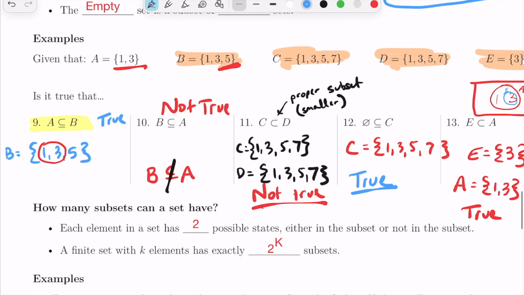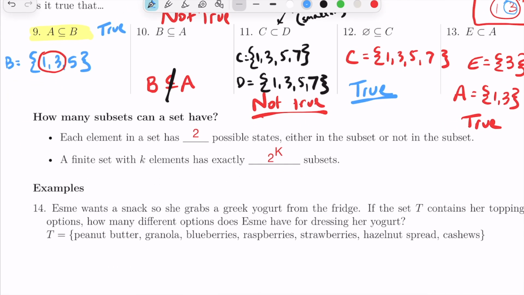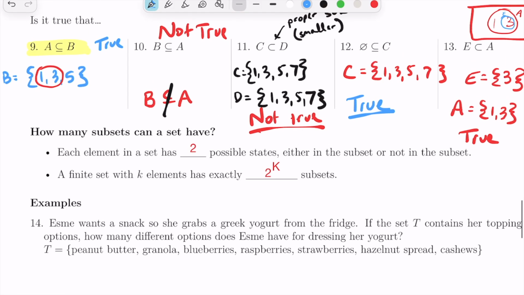Now, how many subsets can a set have? This gets into something called counting, which I know we're in a math class, so of course we know how to count. Well, there's a very specific kind of counting. Every element in a set has two possible states. It's either in the subset or it's not. A finite set with k elements has exactly 2 to the k subsets in it.